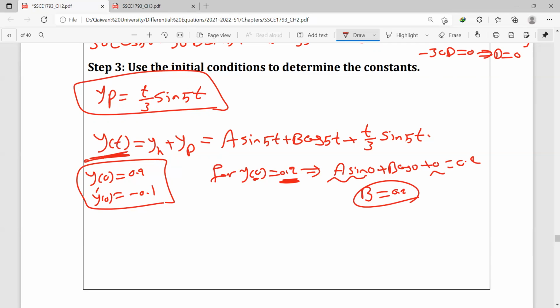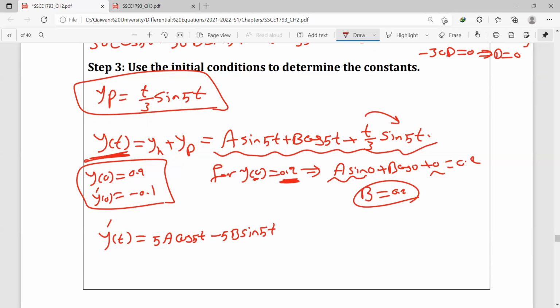And now for finding the value of a, we apply the second condition. We should find y prime of t. What's y prime of t? This is y of t, and we take the derivative of that function. The derivative of a sine 5t is 5a cosine 5t, plus the derivative of b cosine 5t, which is minus 5b sine 5t.